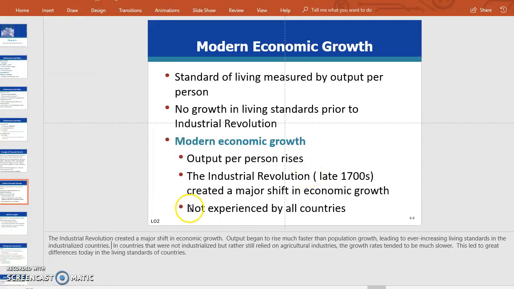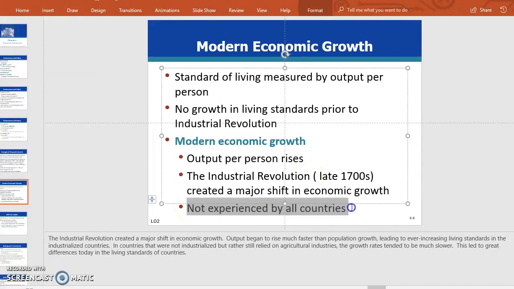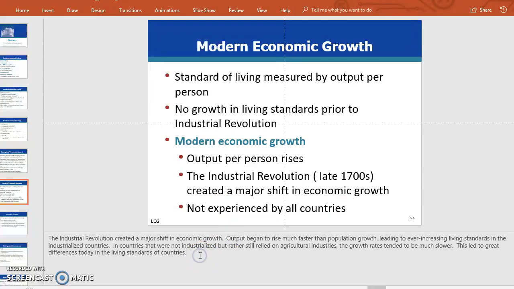But the thing is that this miracle of the Industrial Revolution did not happen in all countries. Some countries fell behind. It started in England in the late 1700s, but then spread to other West European countries and then to the US, but that did not happen for all countries around the world. So around the world you will see countries that have a low standard of living and their technology is also poor, right?